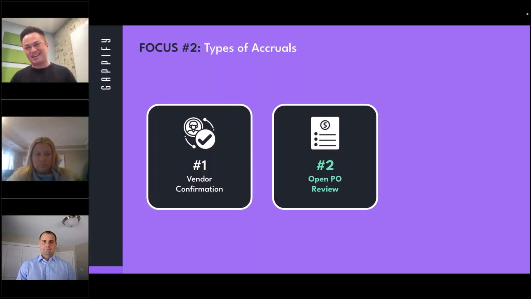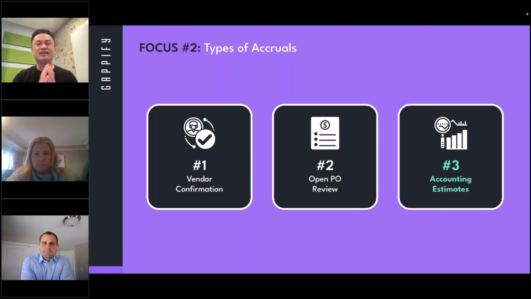Actually, it just creates a lot of discipline, not only in spend management, but helps with downstream accounting activities like accruals as well. But with an open PO review, as the name implies, you take all your open purchase orders, you talk to or email the PO owner, and you go through each one and say, hey, does PO one have any other unbilled expenses against it?